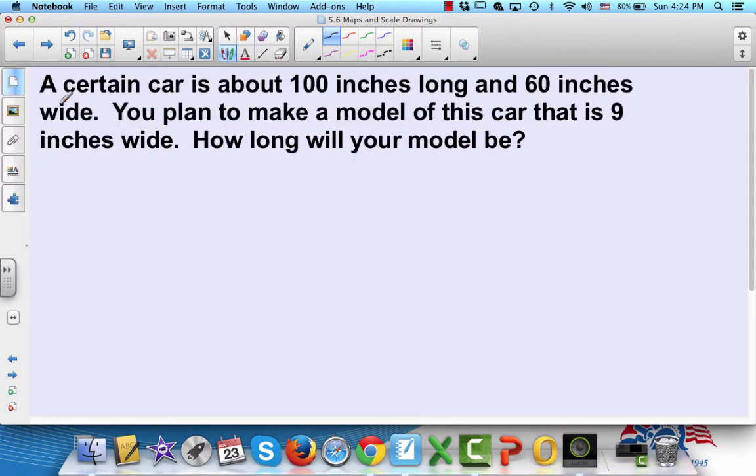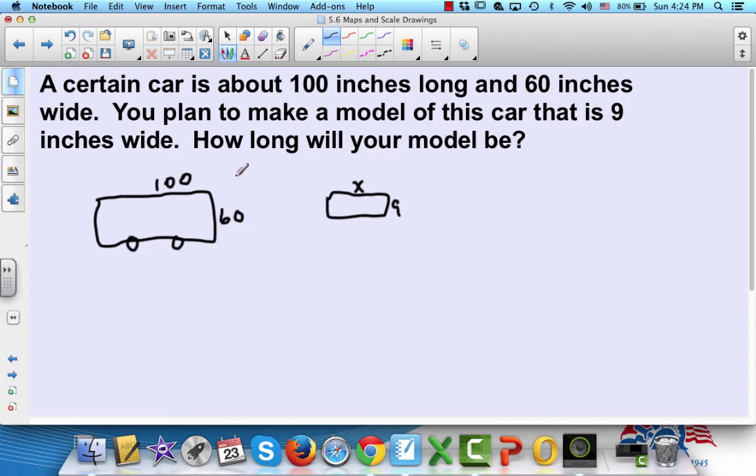Okay, a certain car is about 100 inches long and 60 inches wide. I hope that you're getting to the point now where you will draw models of the things that you're working on when you're working word problems. Because the ability to draw a beautiful car like this is something that can be marveled at. So we've got a car that is 100 inches long and 60 inches wide, okay? And we're going to draw a scale model of it that is 9 inches wide. And we want to know how long is it going to be.